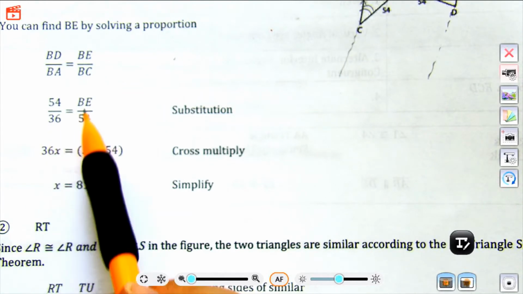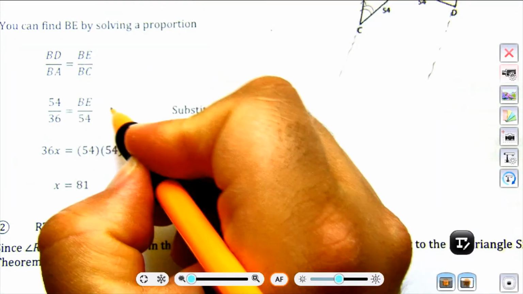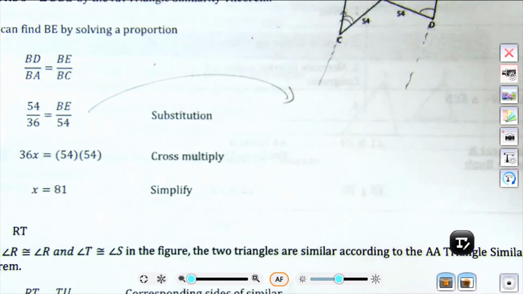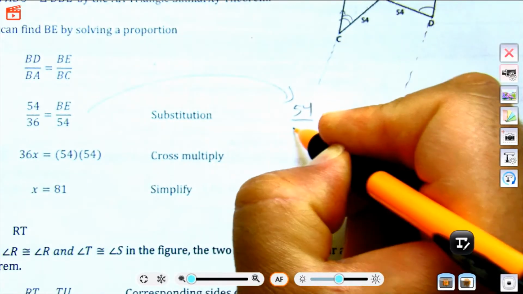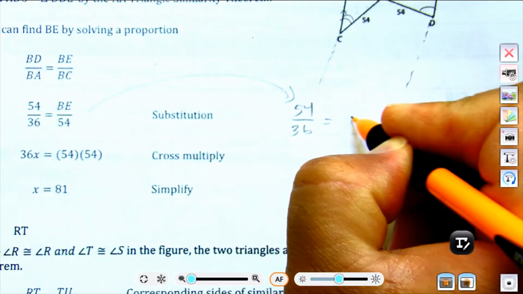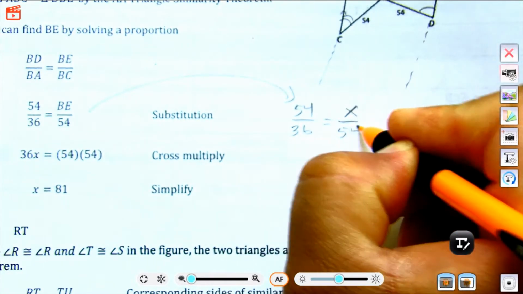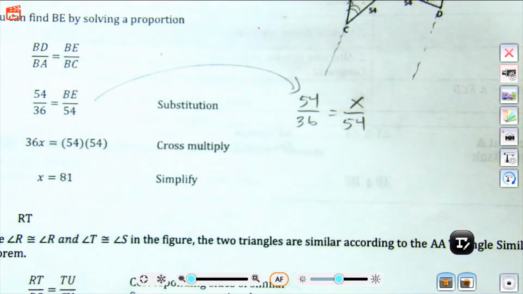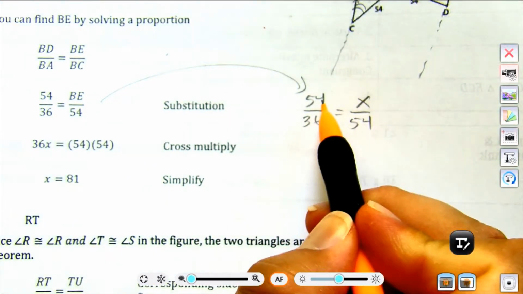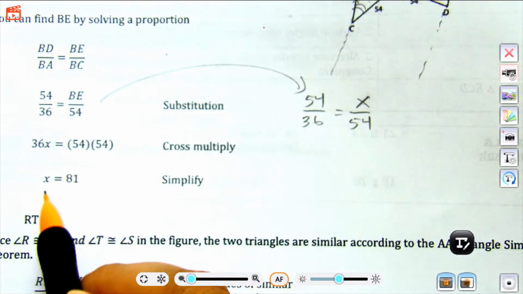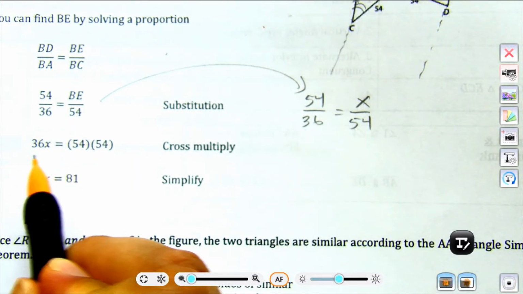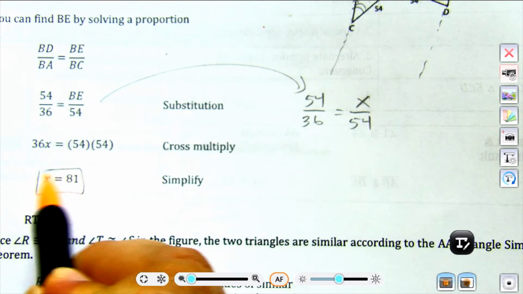So I'm just going to use X for BE. So 54 over 36 equals X over 54. Then they cross multiply, 36 times X, and then 54 times 54. And then they divided both sides by 36, and they get X is equal to 81.